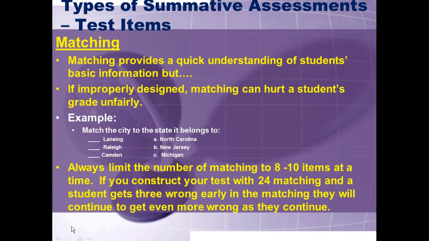The second thing is, please divide up your matching into segments. So maybe a segment of 8 to 10, followed by another segment of 8 to 10, because all a student needs to do is get a couple wrong in the first part of this, and it snowballs, and more get wrong and more get wrong and more get wrong. Okay? These can be confusing to a lot of students. I'm not a real fan of matching myself, but there are times when it is certainly appropriate.